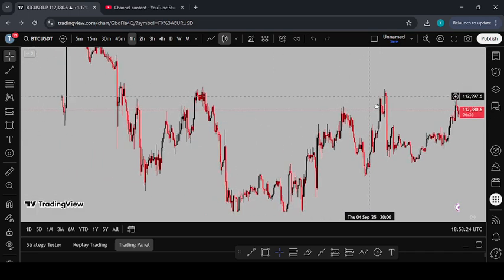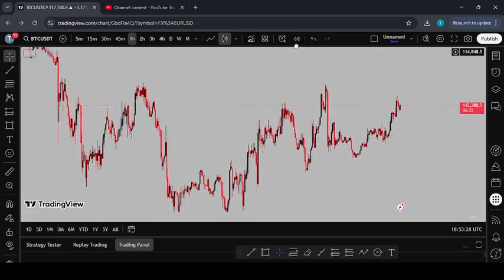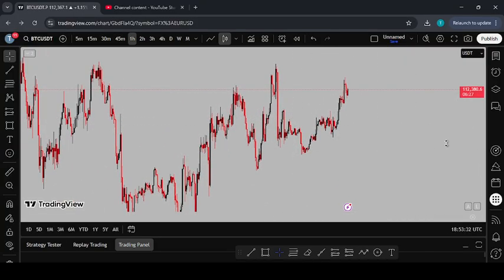Okay, so I'll be giving you several examples on chart. We can see one on BTC, one of the trades I caught.